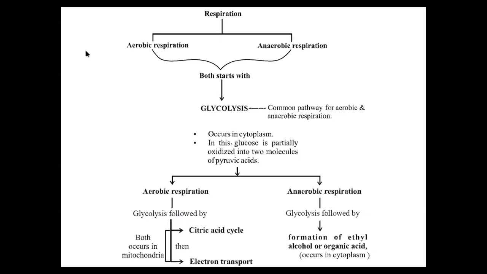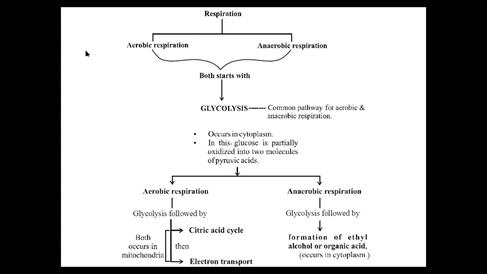I was explaining, glycolysis is the process that is common for aerobic respiration and anaerobic respiration. Anaerobic respiration is the respiration that occurs without use of oxygen. Aerobic respiration utilizes oxygen. Both start from the glycolysis process. It is the common pathway for aerobic or anaerobic respiration that occurs in cytoplasm.